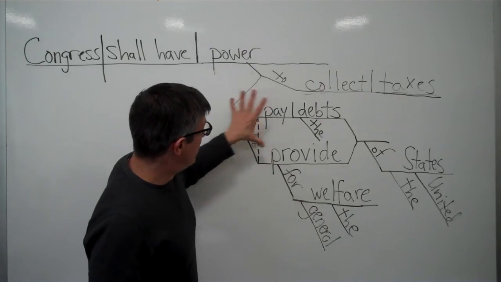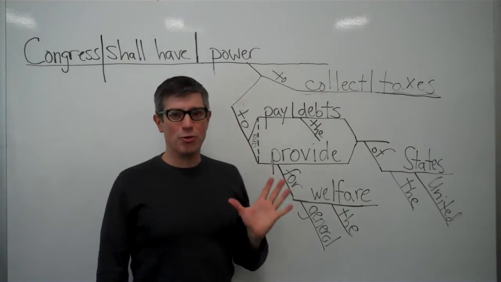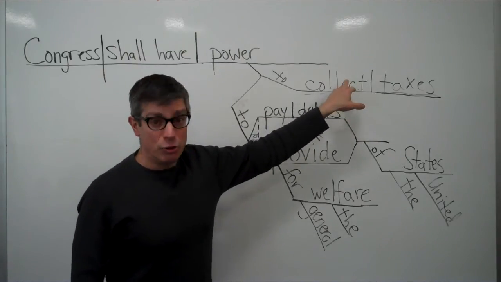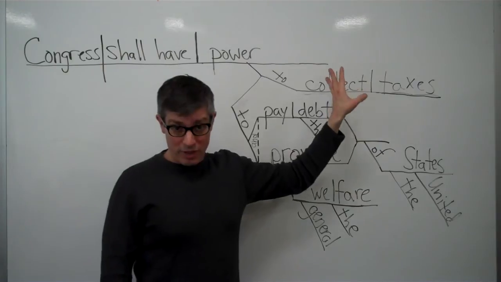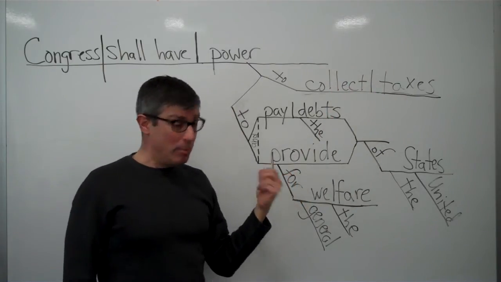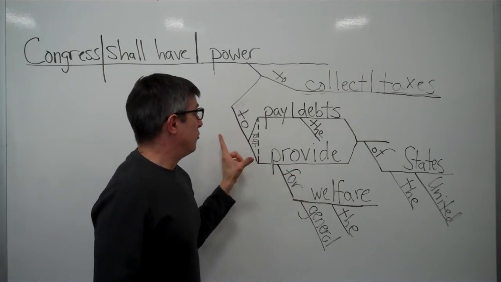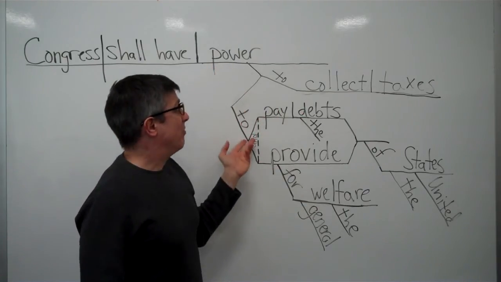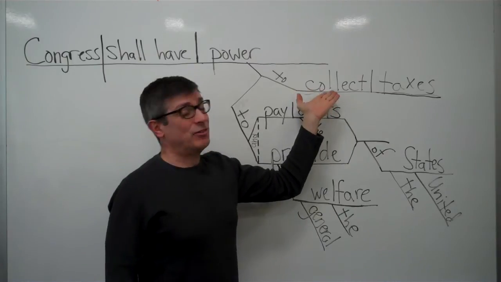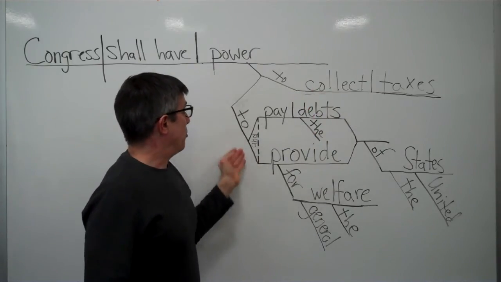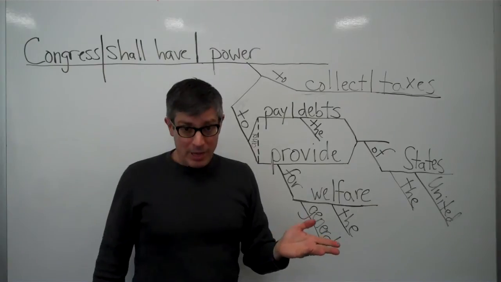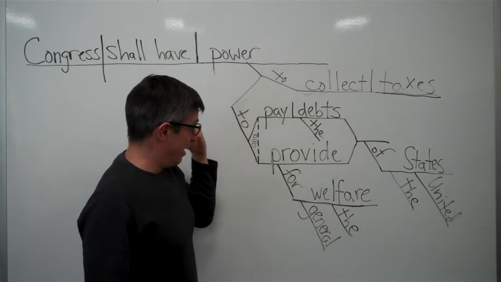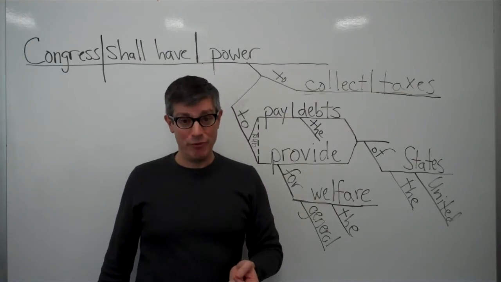So now what these infinitive phrases are doing, instead of functioning as adverbs modifying to collect, which is what they were doing in the earlier diagram, now what they're doing is functioning as adjectives modifying power. Instead of answering the question, collect taxes, why, they're now answering the question, which power? And now we have three powers: the power to collect taxes, the power to pay debts, and the power to provide for the general welfare.